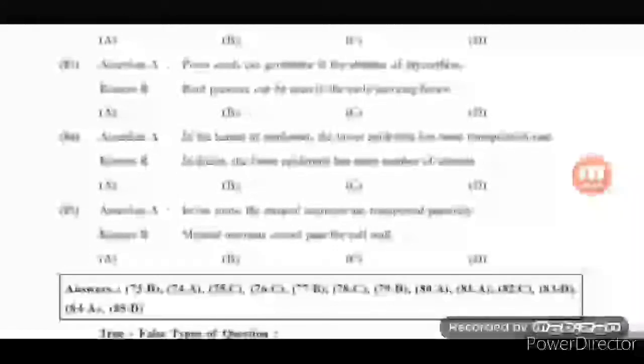Now 84. Assertion A: in the leaves of sunflower, the lower epidermis has more transpiration rate. Reason: in dicots, the lower epidermis has more number of stomata. So which one is correct, we have to say?